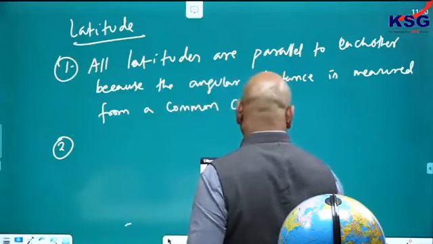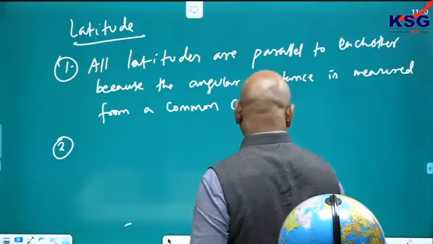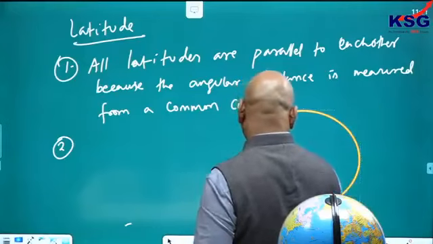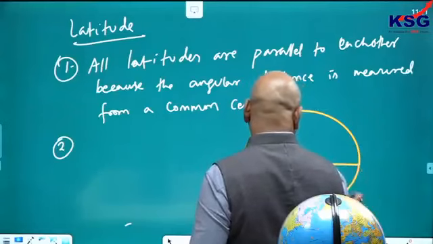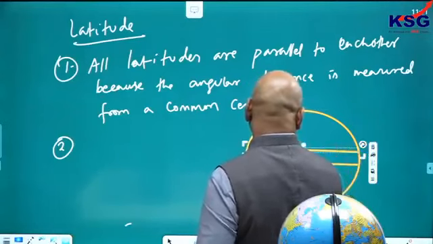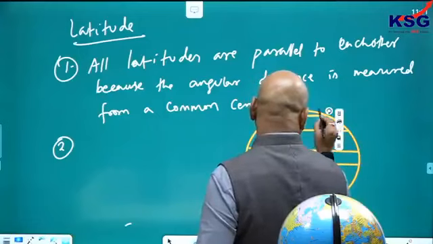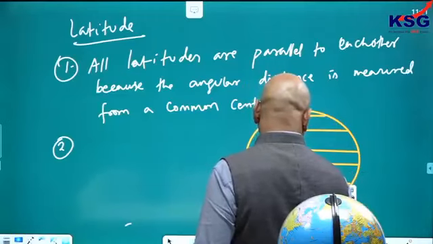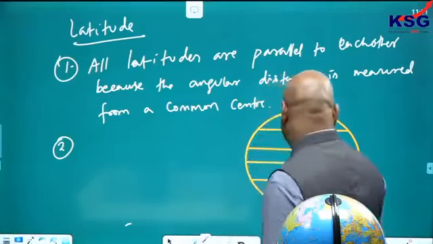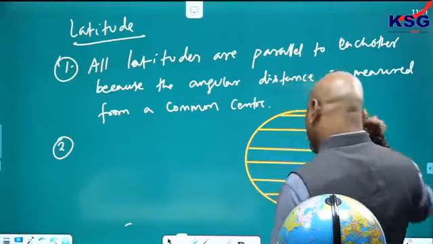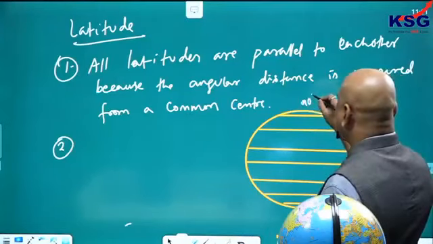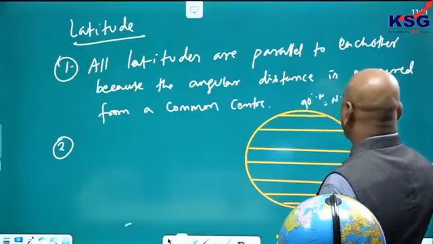If you look at these latitudes, if this is the earth, look at these latitudes here. Don't you think that the length of the latitude decreases from the equator to the pole? This is 0 degree equal to equator, 90 degree north equal to north pole.